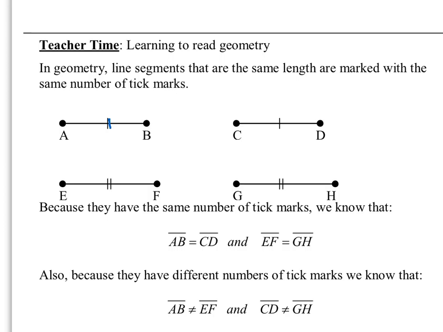So, which other line segment other than AB is the same length? CD. Now, on the same token, if it has a different number of tick marks, that is telling you that it is a different size. Therefore, we have two line segments down here with 2 tick marks, meaning that they are both different sizes than the ones with 1 tick mark. However, EF must be the same size as GH, because they both have the same number of tick marks.